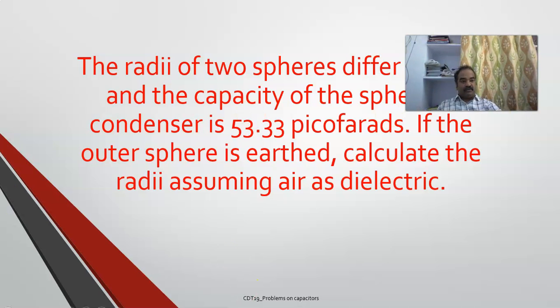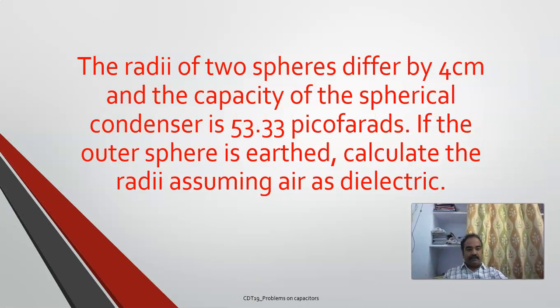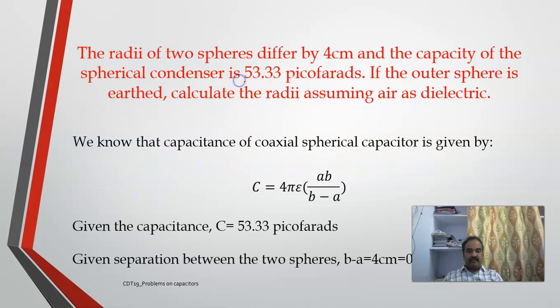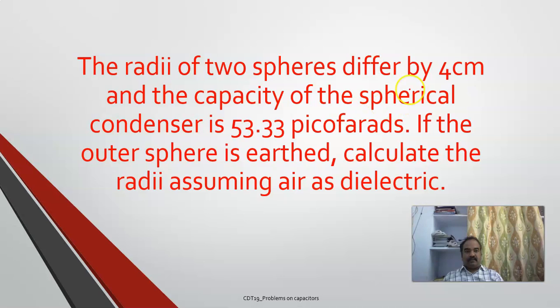Now, we will move on to the next problem. See, the next problem states the radii of two spheres differ by 4 centimeters, and the capacity of the spherical condenser is this one. If the outer sphere is earthed, calculate the radii assuming air is the dielectric.